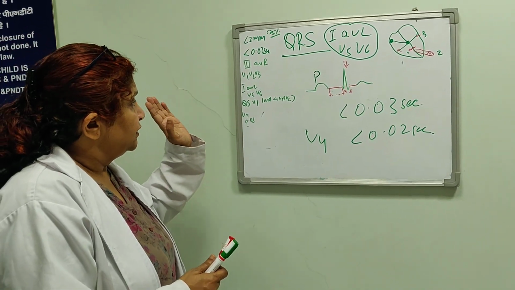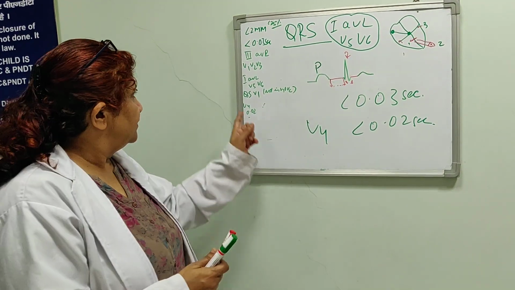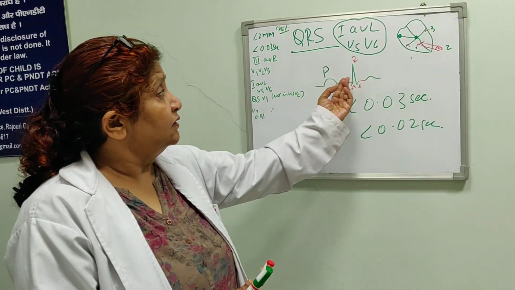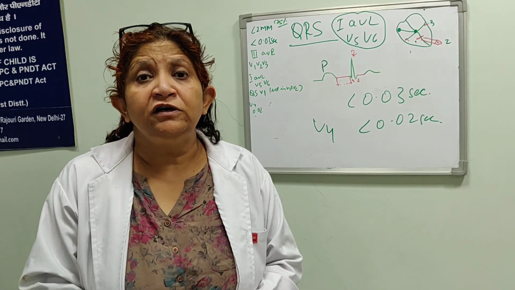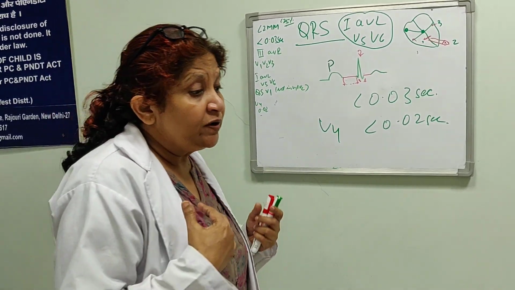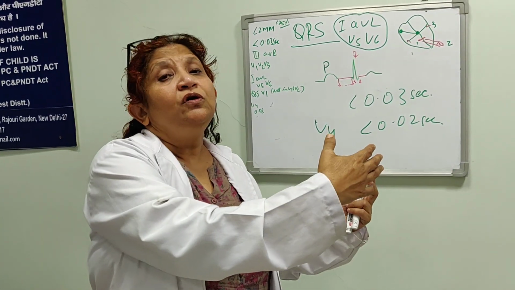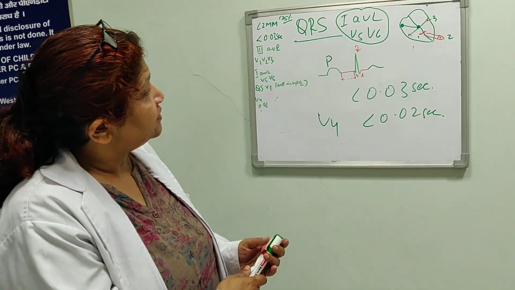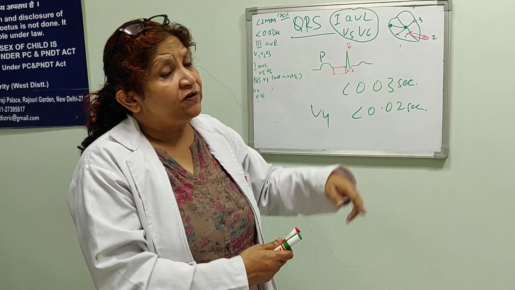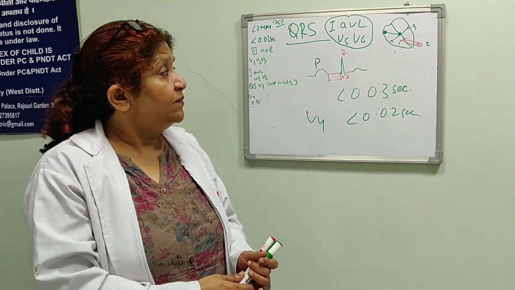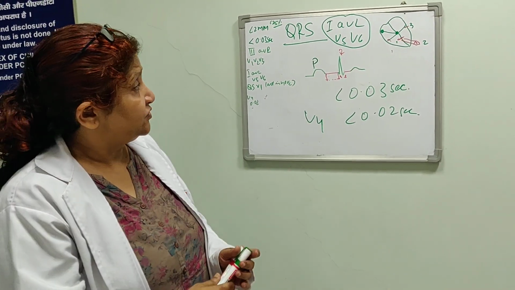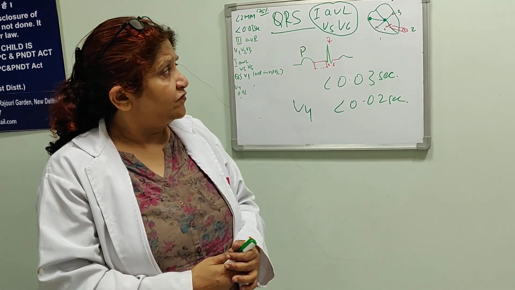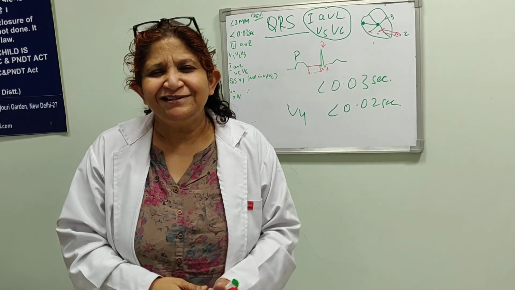That's all, I think. So next time we will discuss the progression of the QRS complex, how it progresses from V1 to V6, and we will discuss the T wave, that is the ventricular repolarization wave. So this we will leave for next, and subsequently we will be discussing intervals and segments.